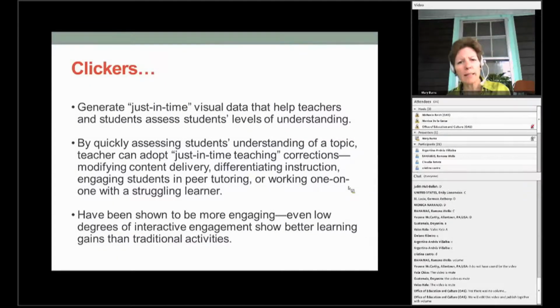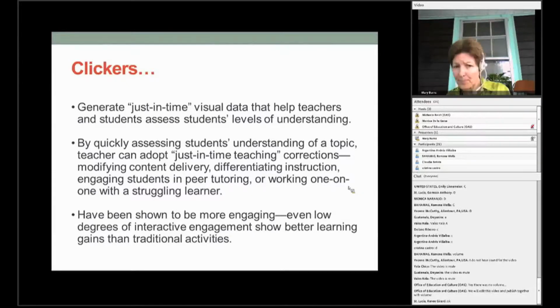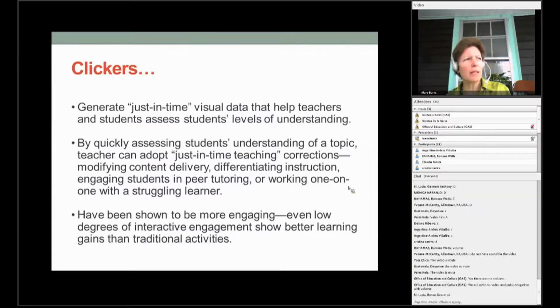And then by quickly assessing students' understanding of a topic, the teacher can adopt a just-in-time teaching strategy, make corrections, modify content delivery, differentiate instruction, etc. Students think of clickers as being more engaging, and what we know from research on learning is that even low degrees of interactive engagement show better learning results than no interactivity whatsoever. And one thing I like about clickers and using them with students is that they're anonymous. So the student responds, but only he or she and the teacher knows who understands. The other students don't know, so it cuts down on that shaming element.